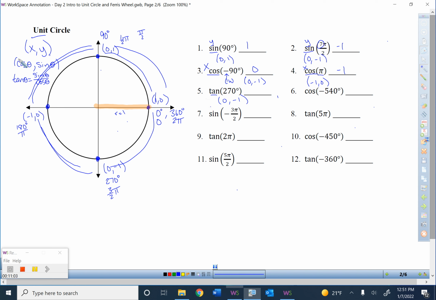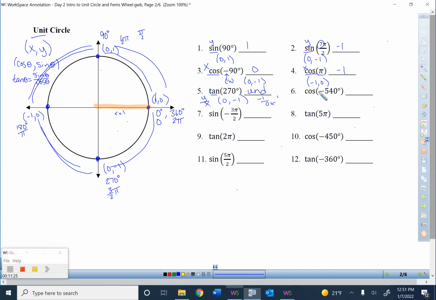And tangent, remember, is sine over cosine. But looking at here, sine is your y value and cosine is your x, so this would be y over x. And for us, that looks like negative 1 divided by 0. We know we can't divide by 0. That's a problem. If you were throwing it in your calculator, it would give you an error. We're going to call dividing by 0 undefined. Tangent is undefined at 270 degrees.